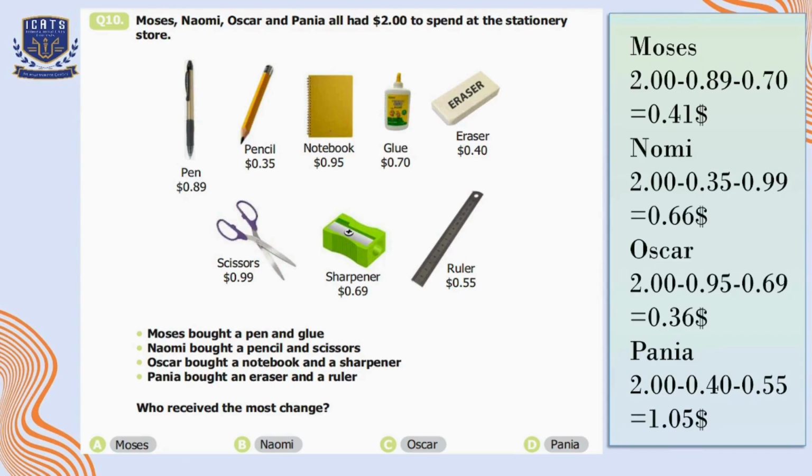So the question was who received the most change? So we can see that Pania's amount is the most of all. So we can choose option D over here.